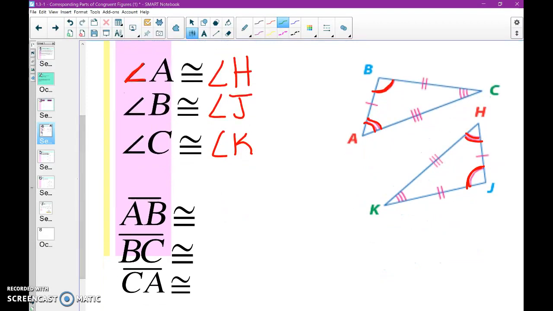So AB, notice it's got this bar on top. You have to put that there if you're talking about a side, so please be aware of that. Again, the congruent symbol's in the middle. AB is from here to here.